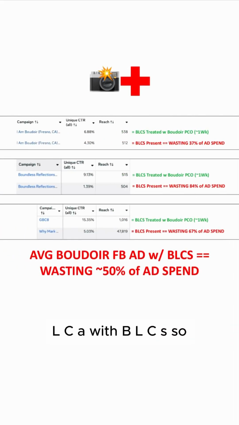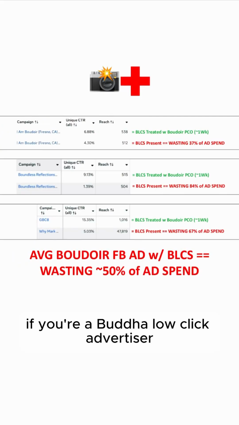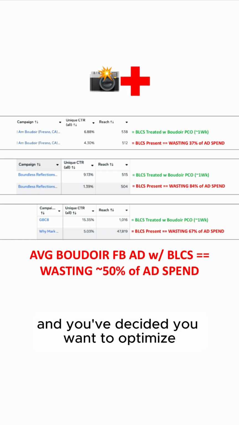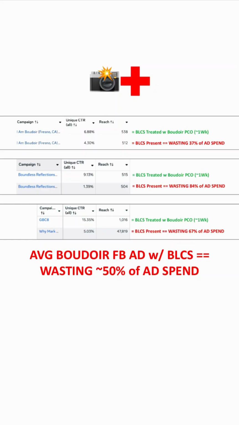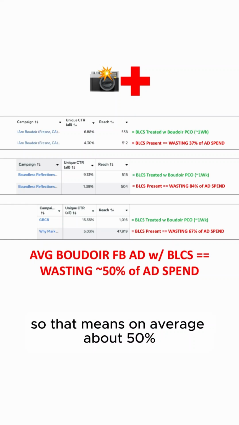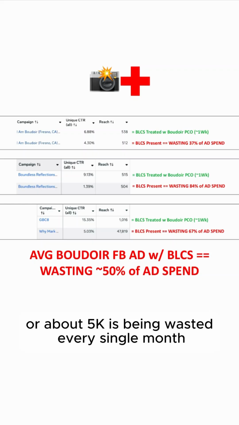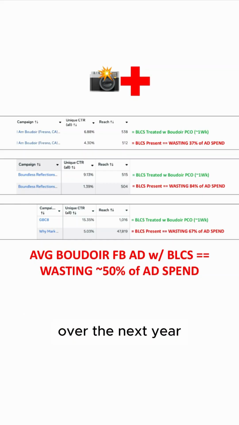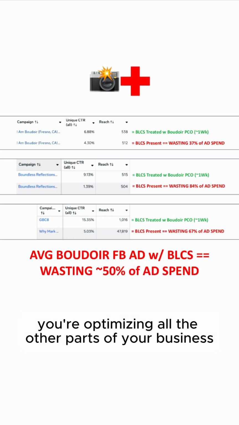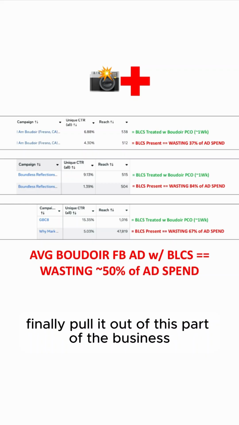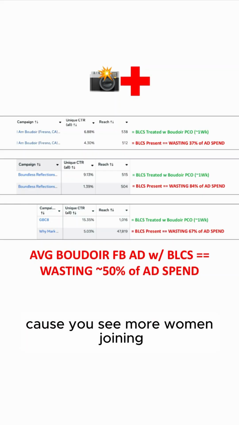So if you're a BLCA with BLCS, so if you're a Boudoir low click advertiser with Boudoir low click syndrome, and you've decided you want to optimize, pull more profit out of this part of your business, and you're spending more than 10 grand a month in Boudoir Facebook ads, so that means on average about 50%, or about 5K, is being wasted every single month, and you want that back in your pocket, that'd be approximately 60K over the next 12 months, over the next year. And you're optimizing all the other parts of your business, pulling money out now. You decide you're ready to finally pull it out of this part of the business because you see more women joining.